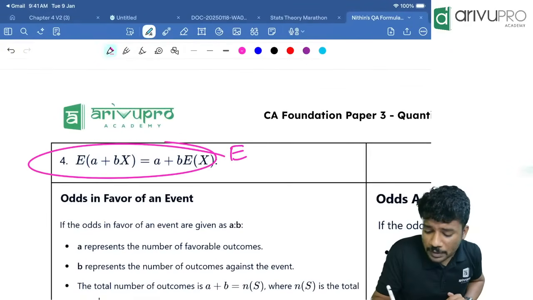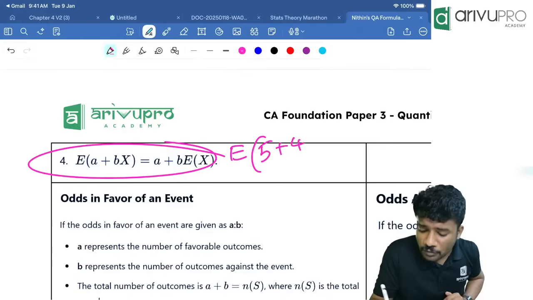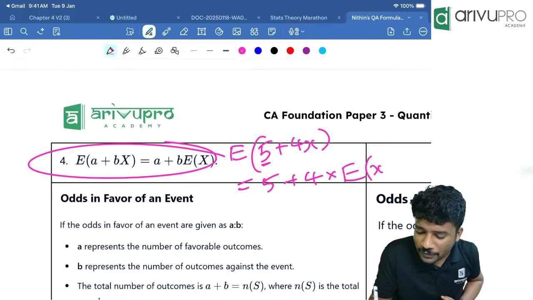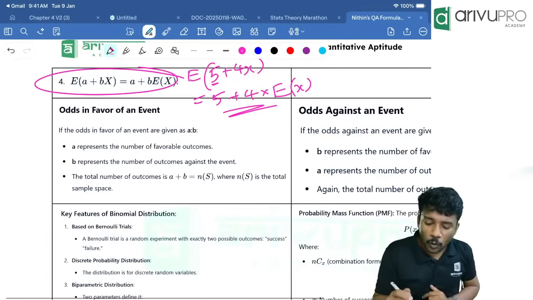So a question can be there, expectation of 5 plus 4x. How will you find it? Expectation of 5 is how much? 5 plus 4 into expectation of x. Remember this. Then odds in favor.